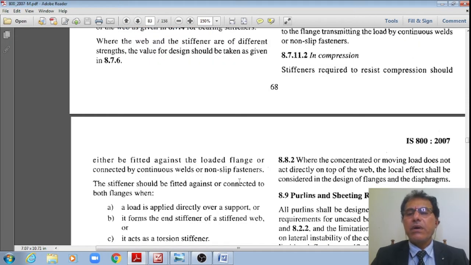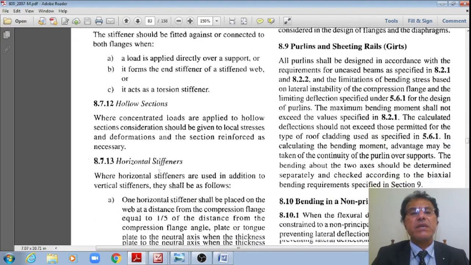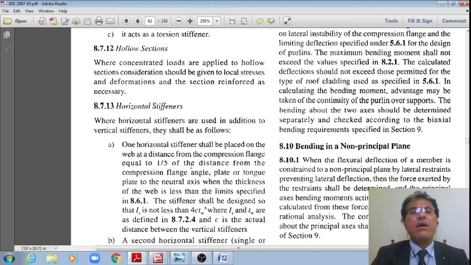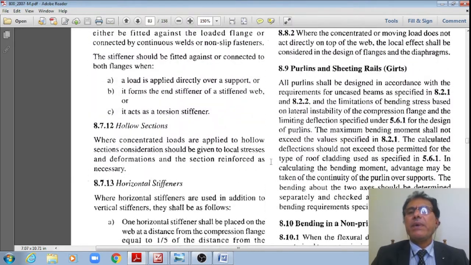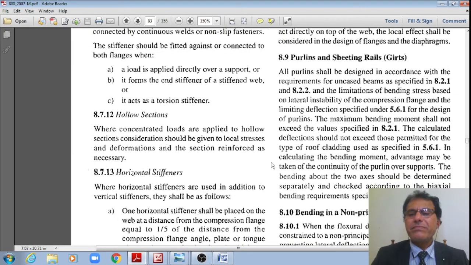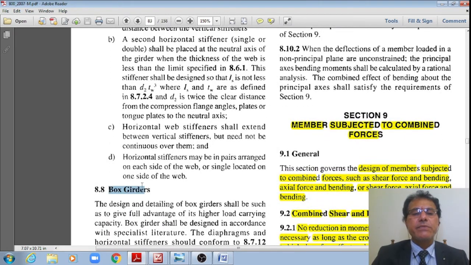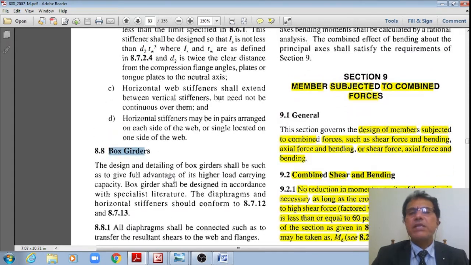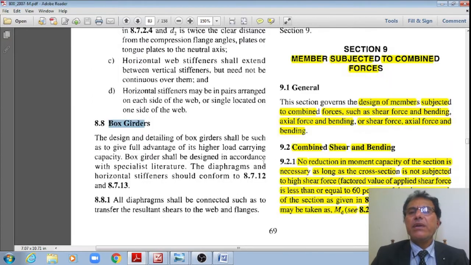Now coming to the connections to the flanges in the tension zone, and how the purlins, hollow sections, and horizontal stiffness are handled, these codal specifications are also given, student, right? And the purlins and sheeting rails, girts, and bending in the non-principal plane, right? These codal specifications are also given, and finally the codal specifications are also available for the box girder sections that you have already seen, right? So these are the different codal specifications.